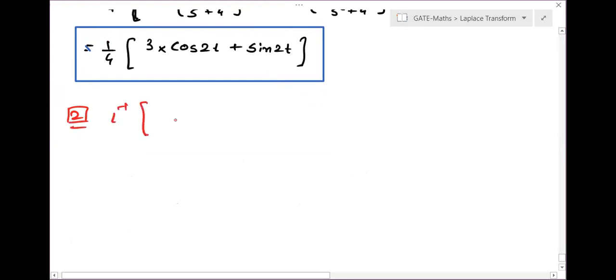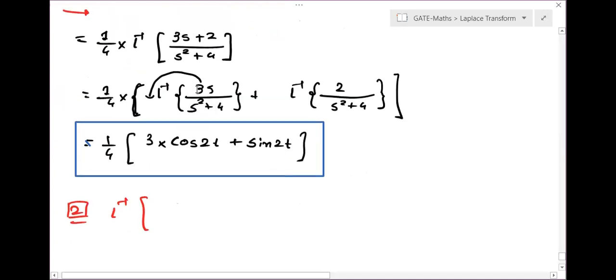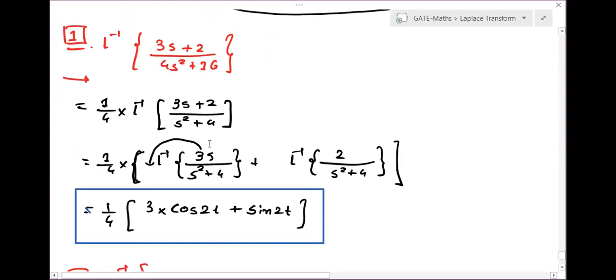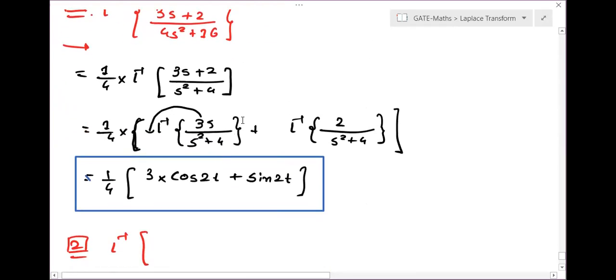Laplace inverse of S, what is t over here? You are asking about this small t or capital T? It is plus. Okay, small t.